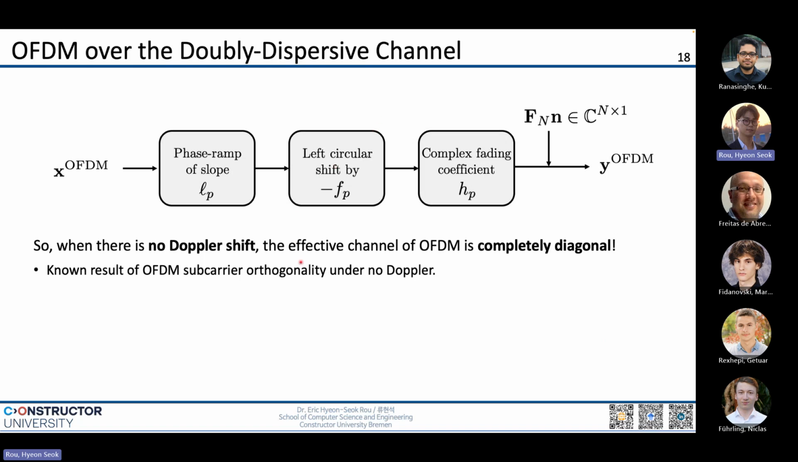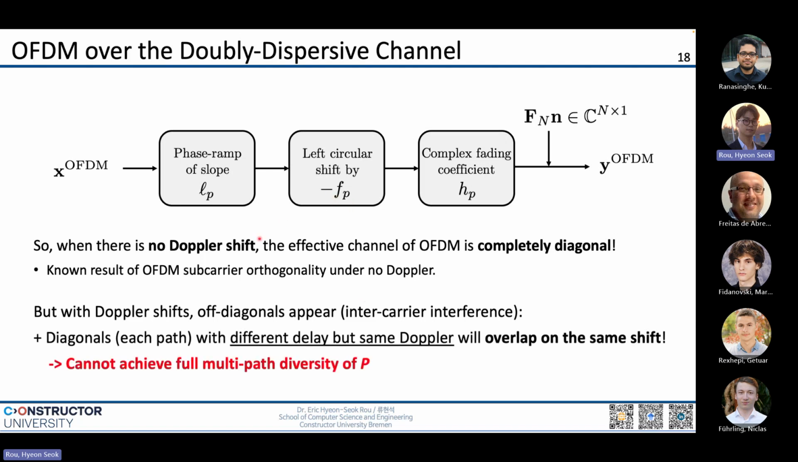circular shift, that means the effective channel of the OFDM, because you're only applying a phase ramp, is completely diagonal, which is what we know from classical OFDM subcarrier orthogonality conditions. But when we now have Doppler shift, we have off-diagonal terms appearing, especially with fractional Dopplers, and we now have intercarrier interference, and each diagonal will overlap if they have the exact same Doppler values, because the shift is purely determined by this Doppler shift.